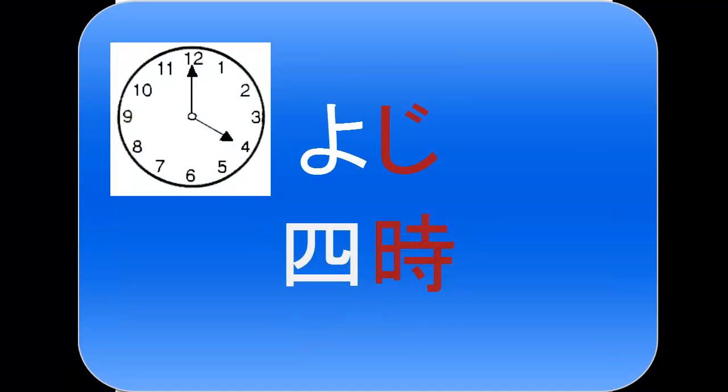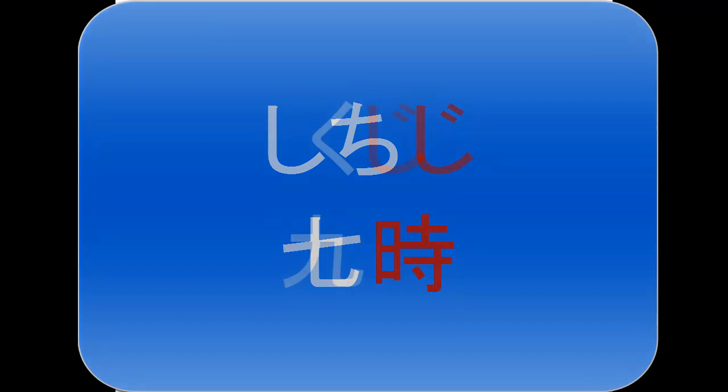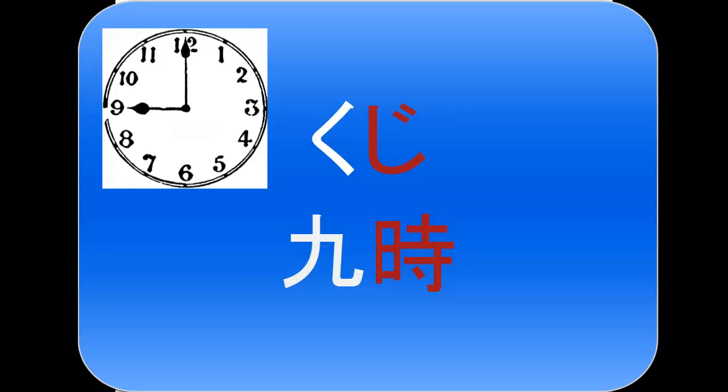The only ones you need to watch out for are 4 o'clock, which is yoji, not yonji. 7 o'clock, which is shichiji, not nanaji. And 9 o'clock, which is kuji, not kyuji. Now let's look at some shortcuts.